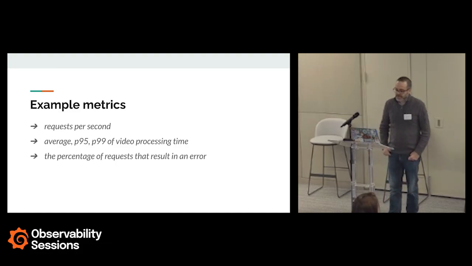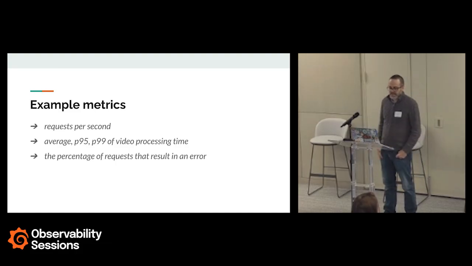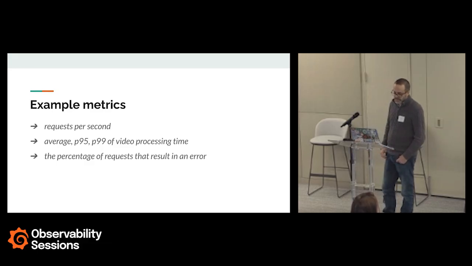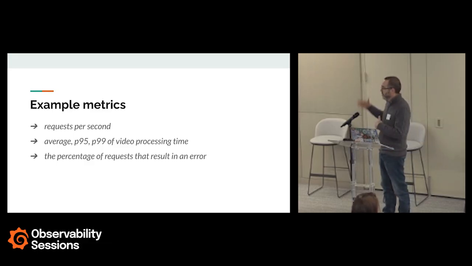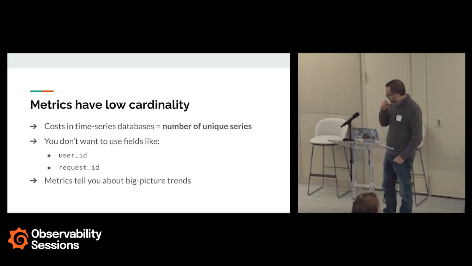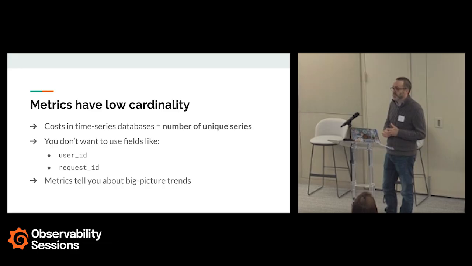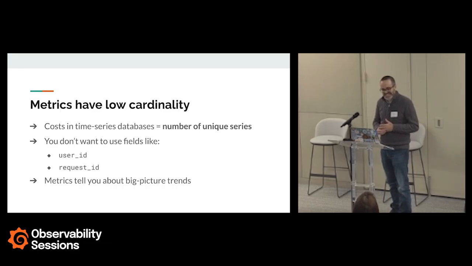So some example metrics: requests per second, the percentiles of a particular latency distribution, percentage of something that results in an error. Something that's fundamental about metrics is they have low cardinality. Or, to be useful, metrics have to have low cardinality.